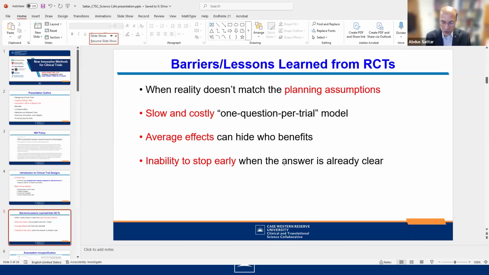This is kind of a standard scenario for most clinical trial designs, the basic design. We look for one treatment, one drug, one intervention, etc. How about if we want to study multiple drugs at a single time, in a single design framework? How would we do that? Also, another limitation we can say is that average effects can hide who benefits.